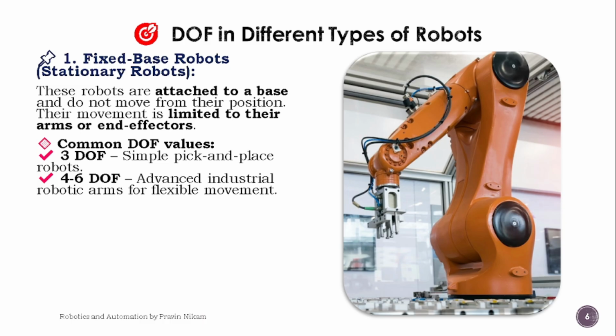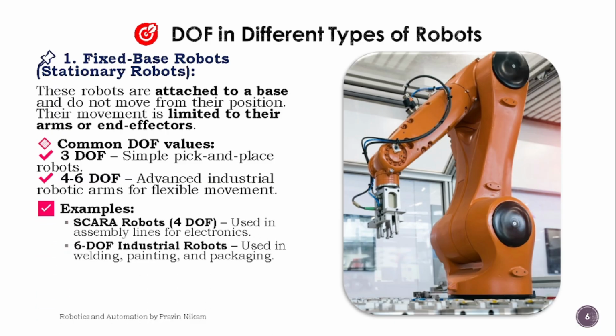Simple pick and place robots have 3 degrees of freedom, and advanced industrial robotic arms for flexible movement have 4 to 6 degrees of freedom. For example, the SCARA robot has 4 degrees of freedom, which is used in assembly lines for electronics. Then 6 degrees of freedom industrial robots are used in welding, painting, and packaging purposes. One equation is there: more degrees of freedom means more flexibility to perform tasks.